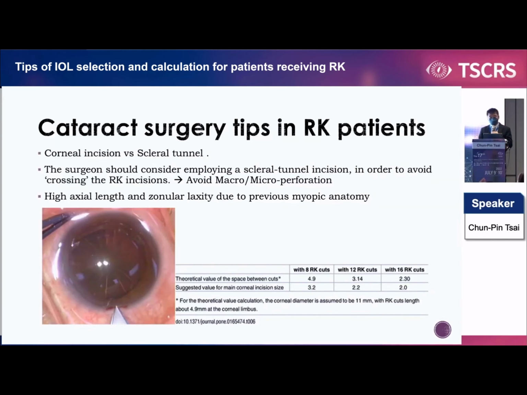If there is enough space, I would put my cataract incision between the RK incisions. This is possible with 8-incision RK. But with 16-incision RK, I need to go back and make a scleral tunnel. It is wise to watch the RK incisions and the zonules carefully during the procedure. These incisions can sometimes open during the surgery, causing micro or macro perforation. So you must be prepared to close them with sutures if it happens.